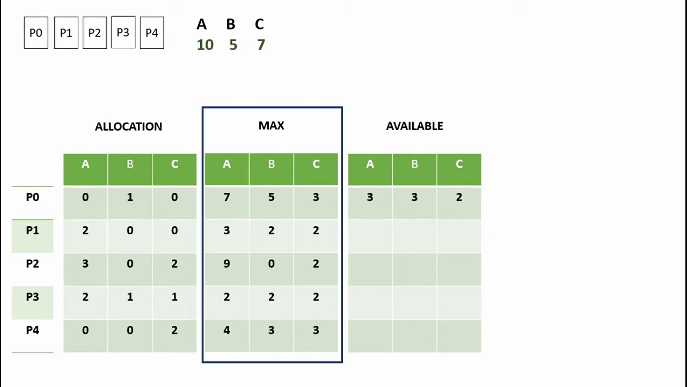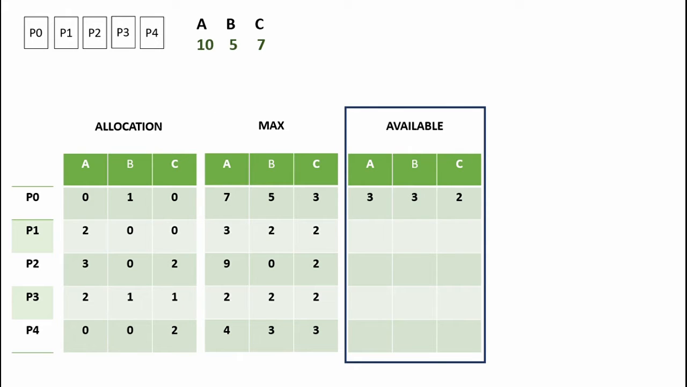So the next is the available array. The available array means how many instances we have extra, means the number of leftover instances. Like we have 3 instances of A, 3 instances of B and 2 instances of C which are not used by any of the processes.